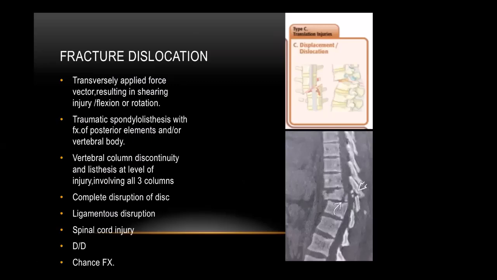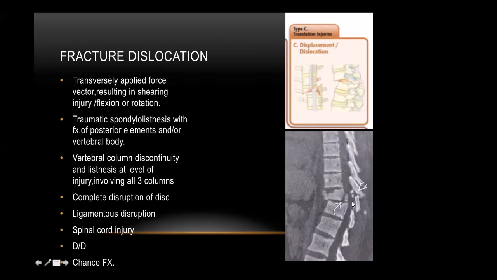So next is fracture dislocation, which is also present in TLICS and in the AO classification system. In AO, it's a type C fracture, and in TLICS, it's a dislocation injury. What is happening here is that the superior body has moved forward over the inferior body, which means that the anterior, the middle and the posterior supports are gone. So everything is gone: anterior column, middle column, posterior column. If everything is gone, this is a highly unstable injury.